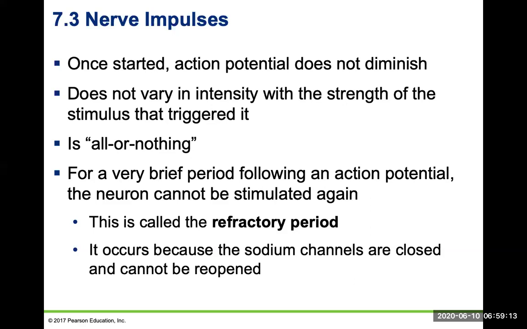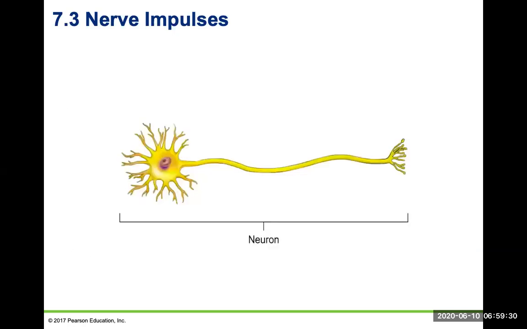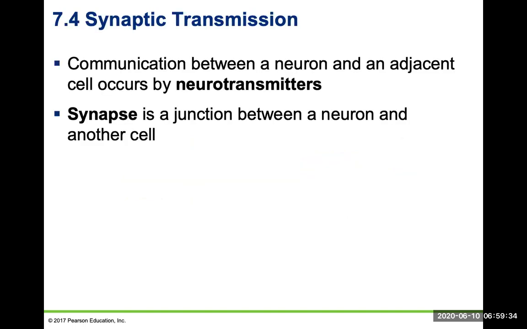And for a brief period following an action potential, the neuron can't be stimulated again. And we call that the refractory period. And that occurs because your sodium channels, which are the first ones to open, take about 1 to 2 milliseconds before they can be reopened again. Here's a great video on action potentials and nerve impulses for you to watch too on your own.